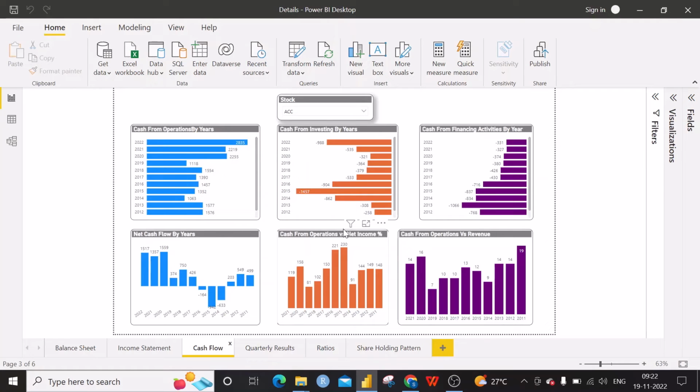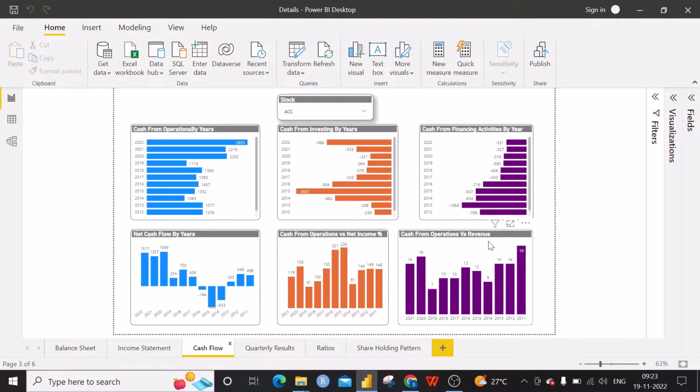The next one is the ratio of cash from operations versus net income. It shows that in 2021 it is 119 percent, and what they say is that the cash from operations should be at least equal to net income. It is 119 percent, that is 19 percent more than the net income. That is good. It shows that the management is able to keep the cash from operations good enough to do their operations.